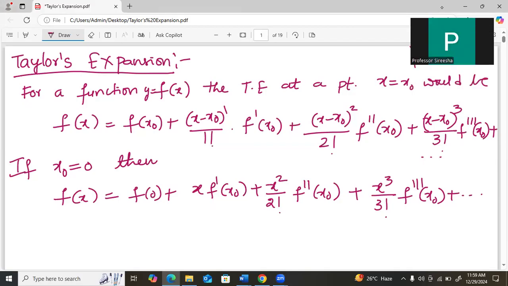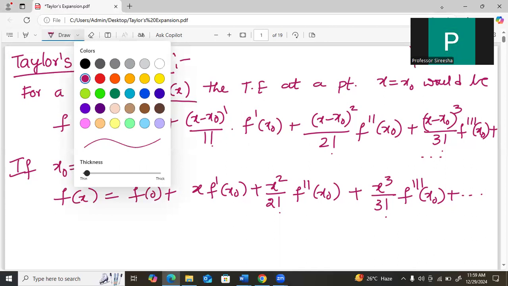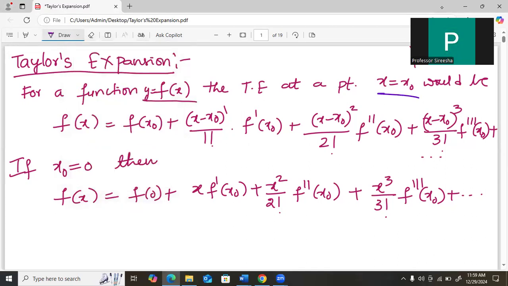I've written this form. Suppose I have a function y is equal to f of x, then the Taylor's expansion for the function at a point x is equal to x naught would be given like this. Taylor has proposed it to be like this. Now here this function has to be continuous and differentiable. And differentiable, of course, that is the condition.